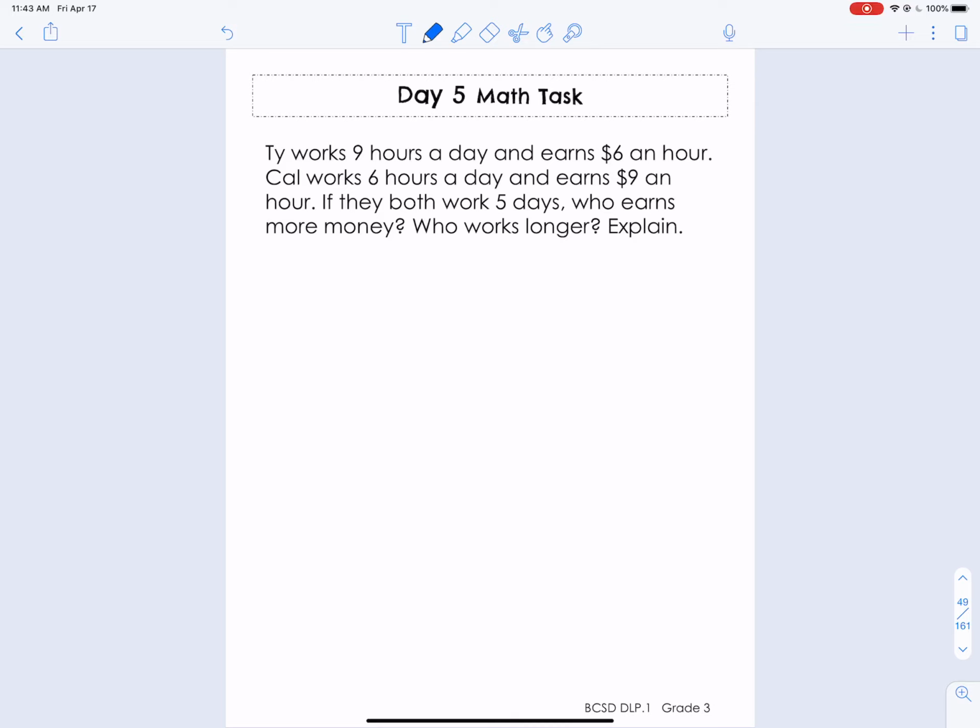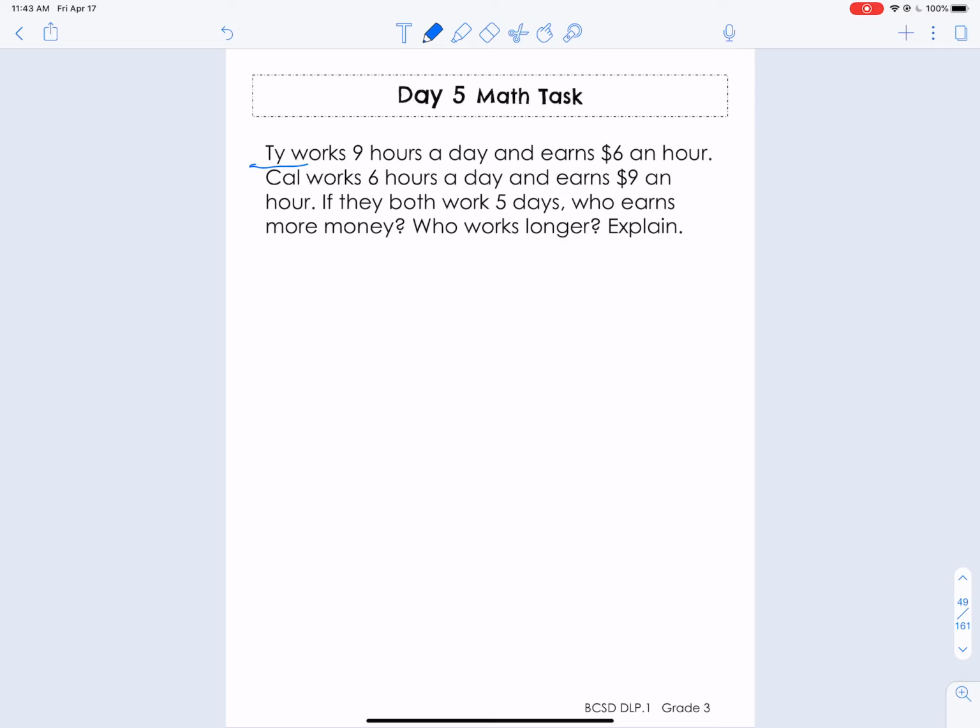I'm going to do day 5 math task. Ty works 9 hours a day and earns $6 an hour. Cal works 6 hours a day and earns $9 an hour. If they both work 5 days, who earns more money? Who works longer? Explain.